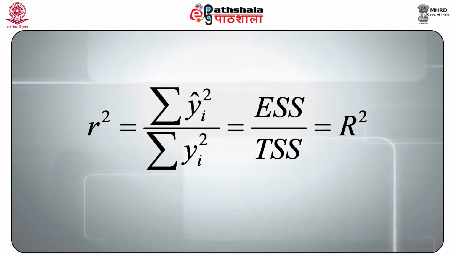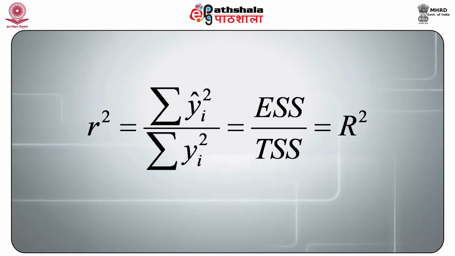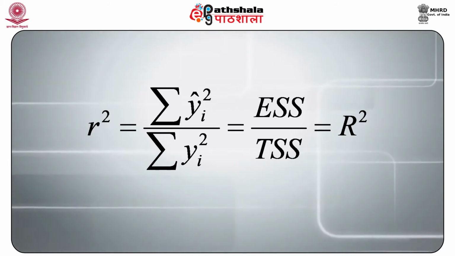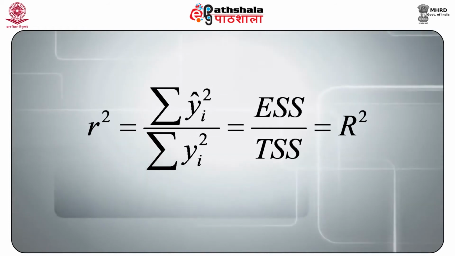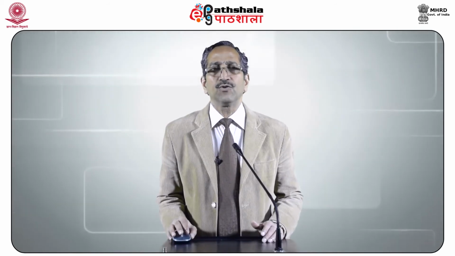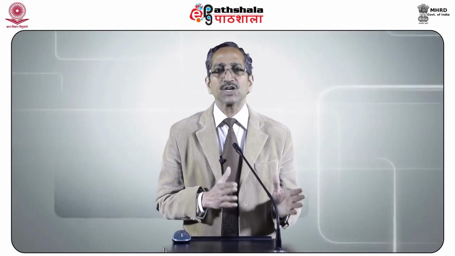If you square both these sides, then r square comes out to be equal to summation yi hat square upon summation small yi square. The numerator is nothing but the explained sum of the squares and the denominator is the total sum of the squares, and therefore this small r square comes out to be equal to the capital R square as we have proved above. So what we are saying is that the coefficient of determination R square is the square of the coefficient of correlation small r between actual and estimated values of yi.